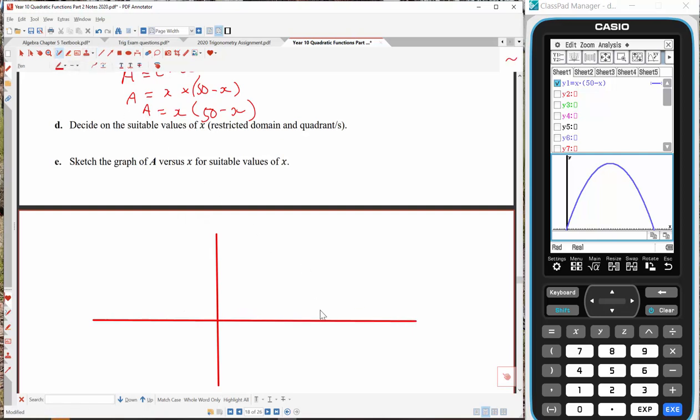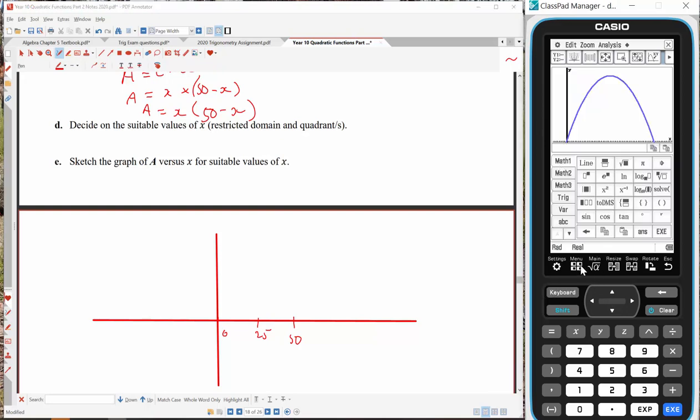And what we're going to note is it's got an X-intercept at 50 and another X-intercept at 0. That means that the axis of symmetry is going to be on the line x is equal to 25. And where's the turning point going to be?